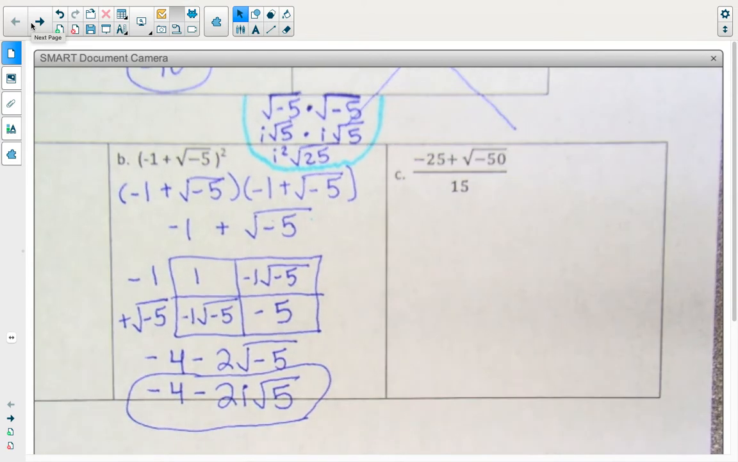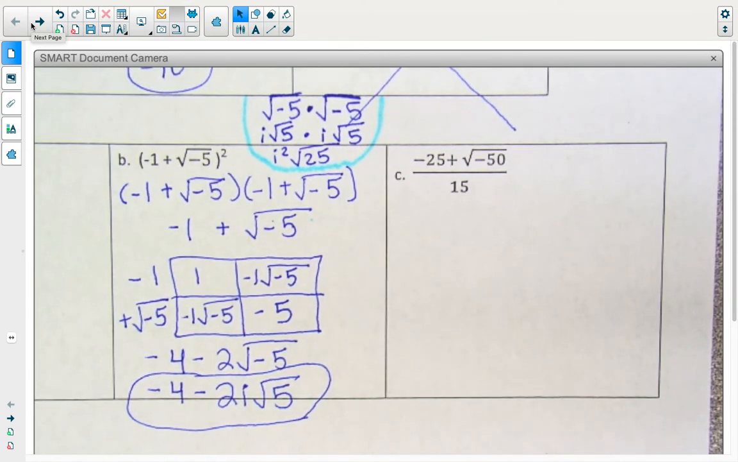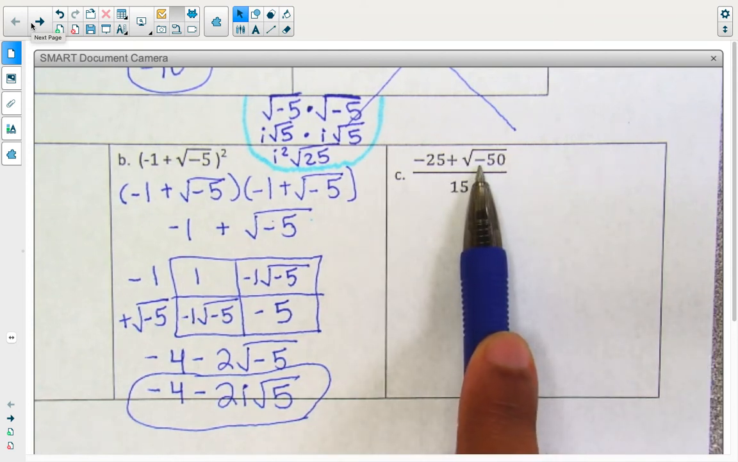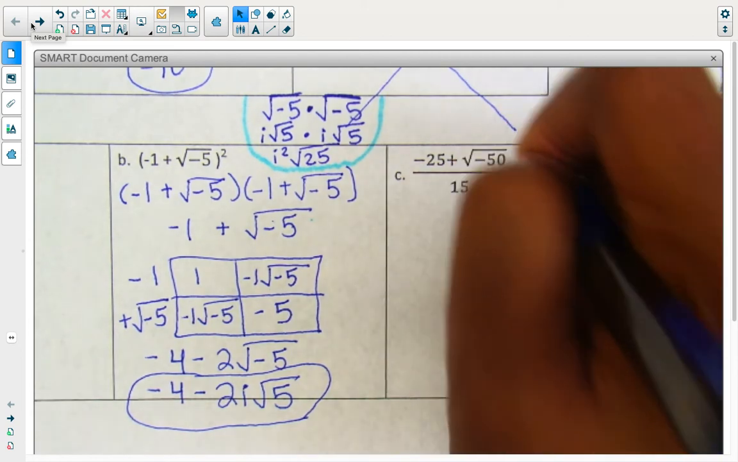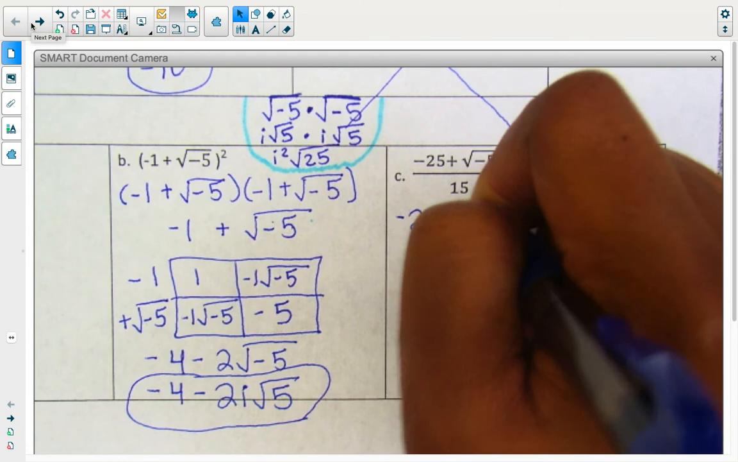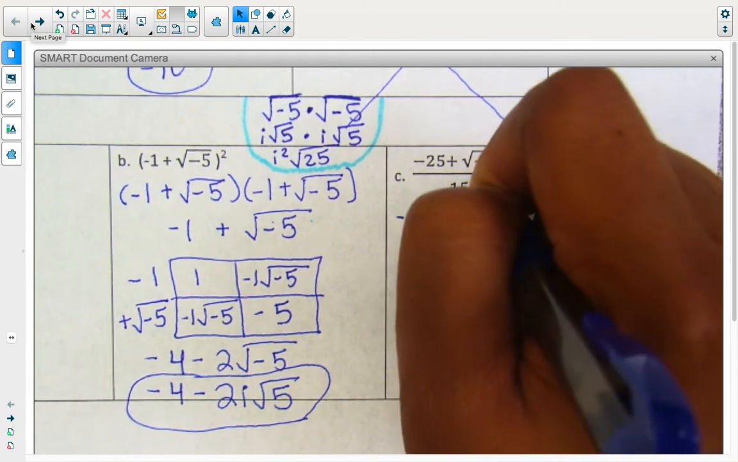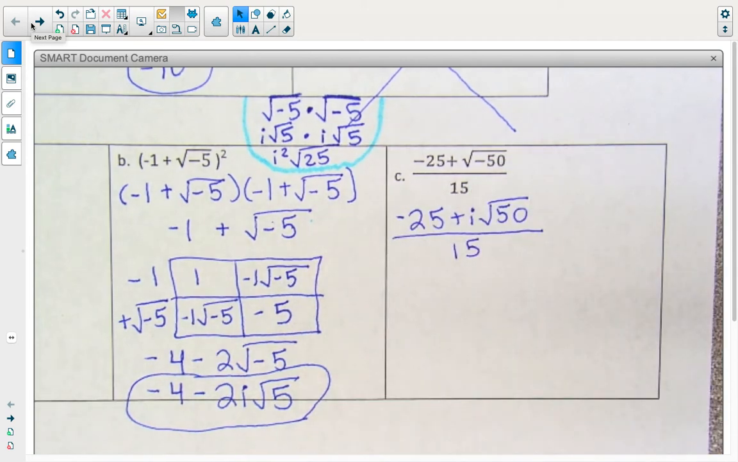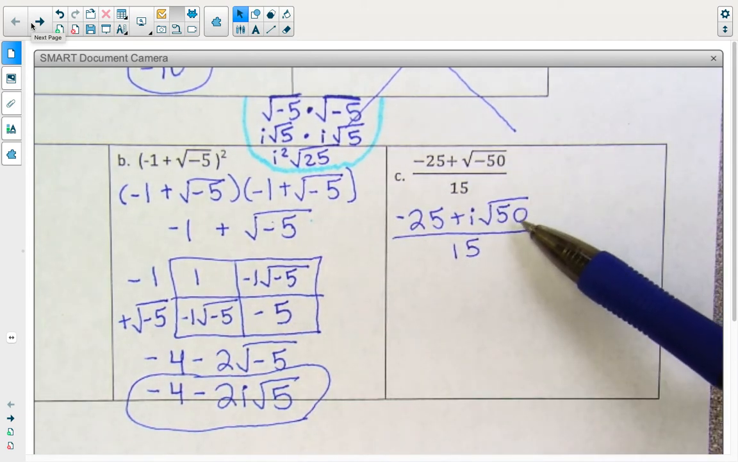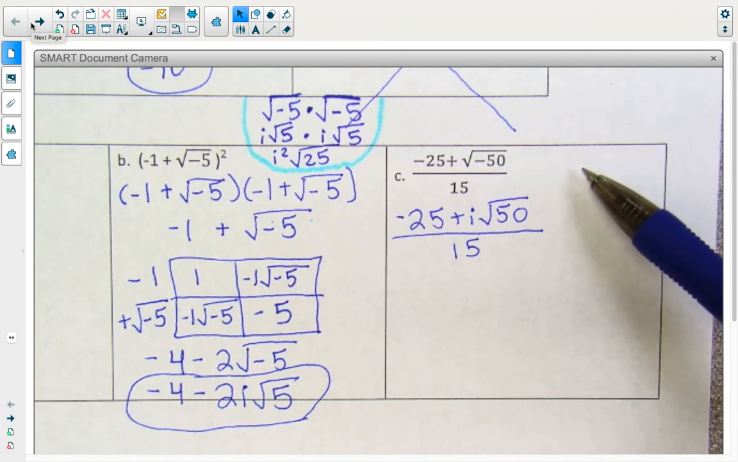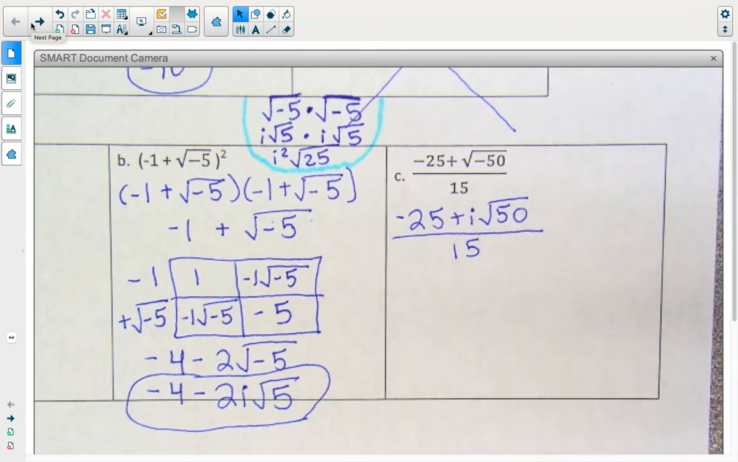So we're going to simplify -25 plus the square root of -50 over 15. First thing I'm going to do, I see a negative inside my square root. Let's take out the i part of the problem. So that's going to give me -25 plus i square root of 50 all over 15. Now, I'm going to break down 50. So off to the side, probably up here in my space over here, I'm going to do a factor tree from 50 because I can break that down.